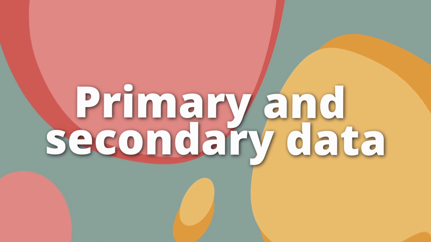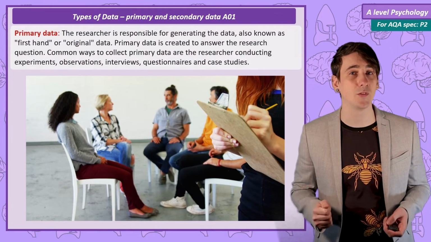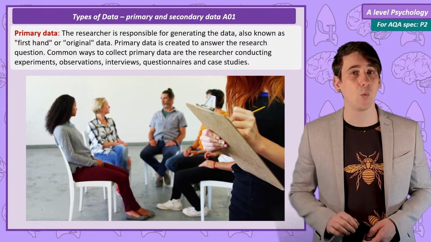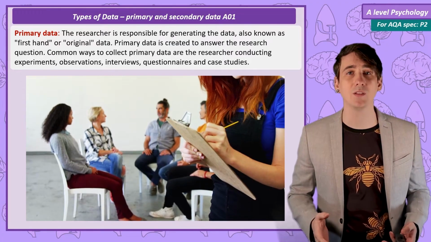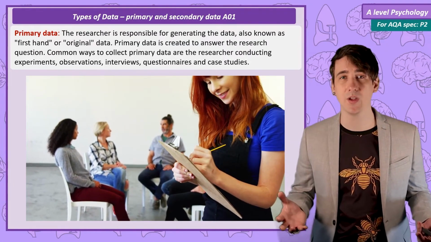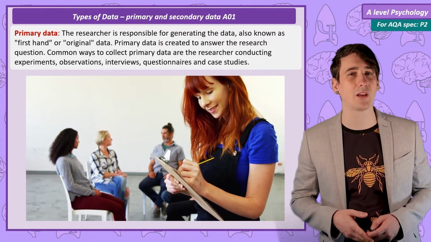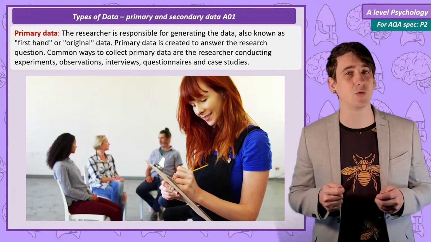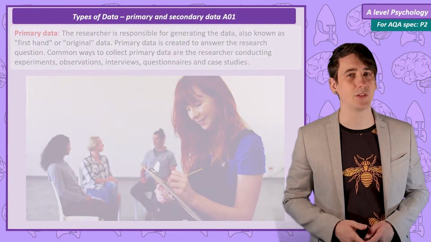Primary and secondary data. Primary data is collected when the researchers themselves are responsible for generating the data. We can say this is first-hand or original data. Common ways to collect primary data are that the researcher conducts experiments, observations, interviews, questionnaires, and case studies. Also, the reason this data is collected is to answer a particular research question. So the data is focused on the demands of the hypothesis.